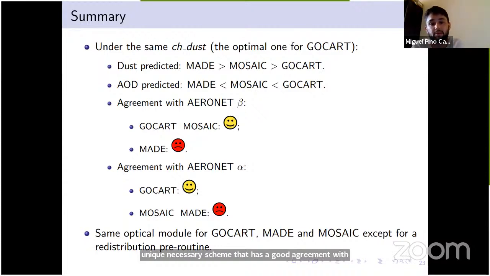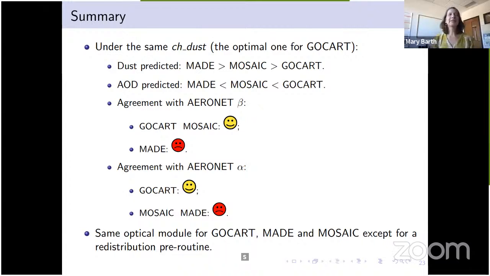With this, and recalling again that the three aerosol schemes have the same optical module except for a redistribution function of the sizes, we have the hypothesis that mosaic could improve with a better redistribution of the dust sizes. However, work must be done in order to confirm that. So thank you everyone again for coming, and that's all.